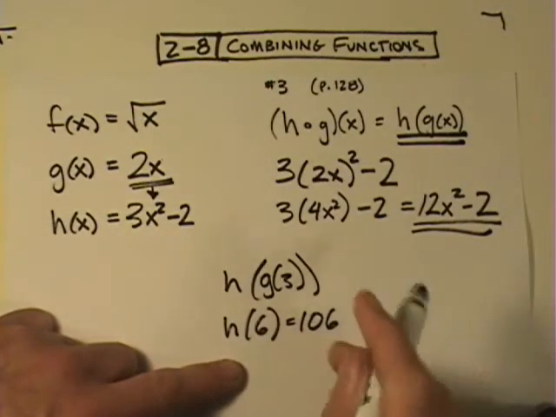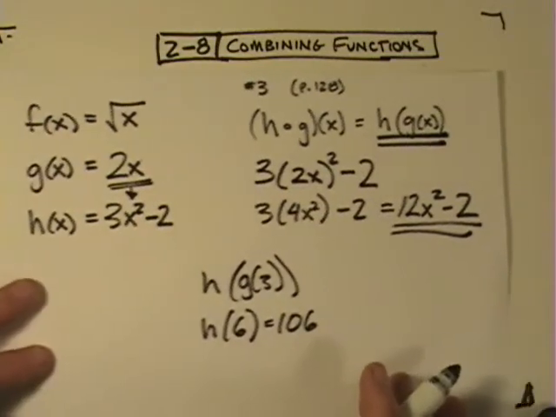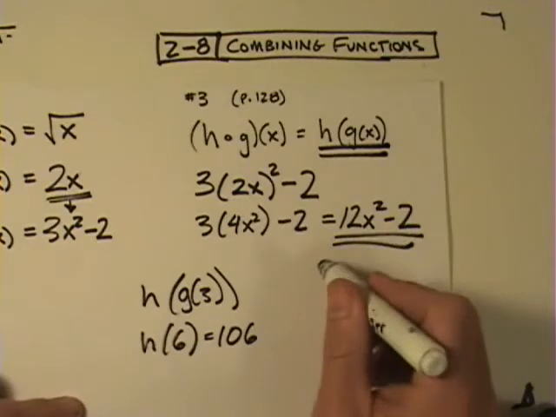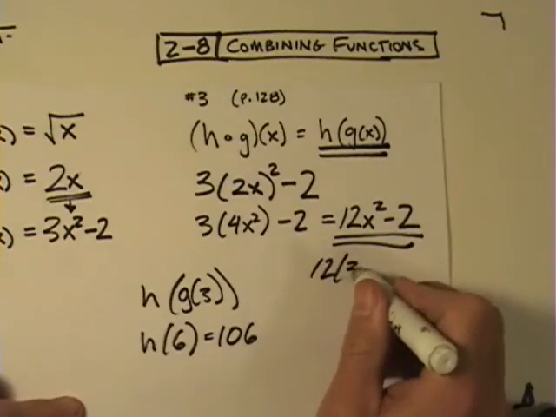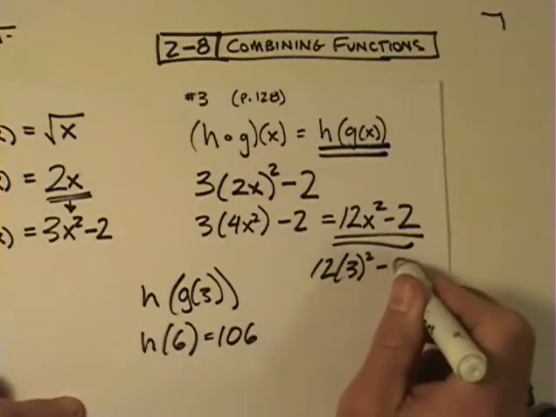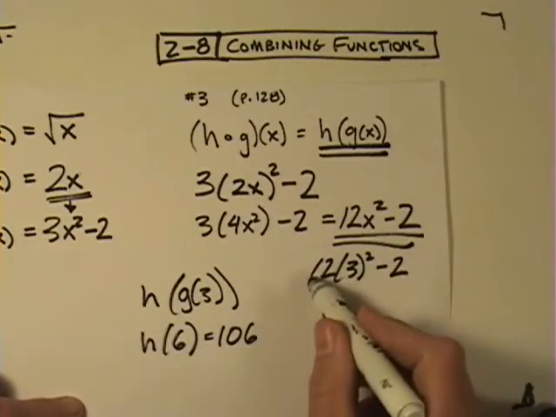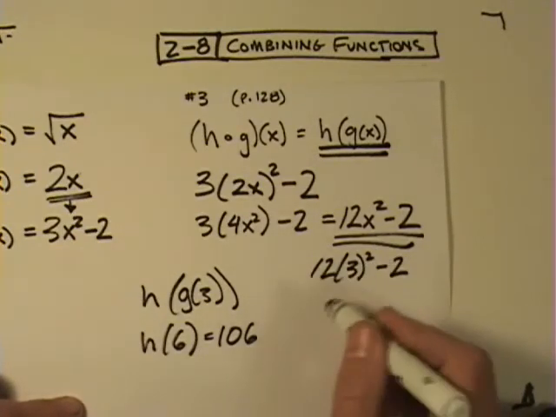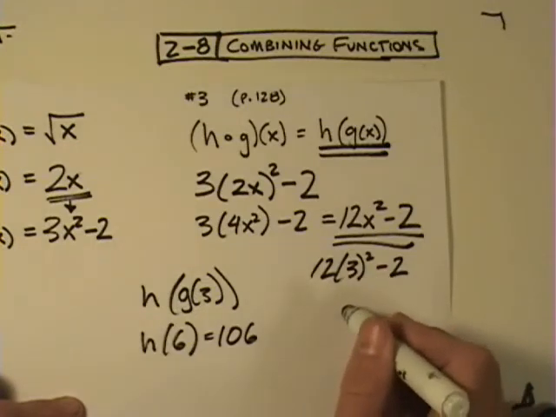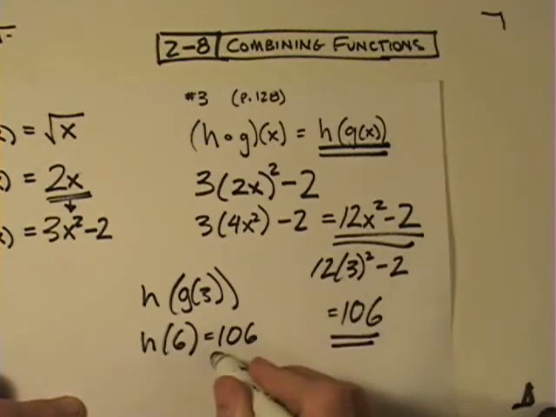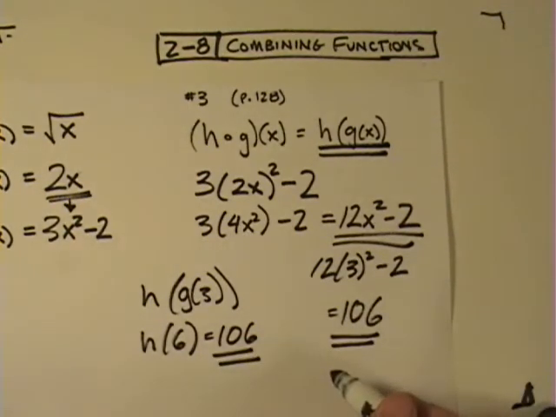Okay? Or I could simply do it right here, where I put in 3 right here, square that, and then do that minus 2. Well, 3 squared is 9. 9 times 12 is 108, and 108 minus 2 is 106. Okay? So you can see these two methods agree, and that's what you do.